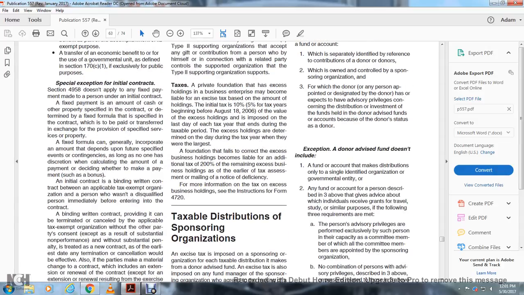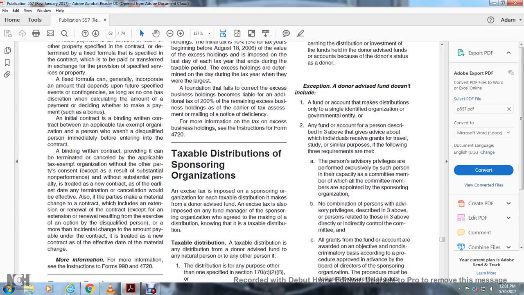Special exemption for initial contracts. The Section 4958 exemption for the initial contract does not apply to fixed payments made to a person under the initial contract. A fixed payment is an amount of cash or other property specified in the contract, or determined by a fixed formula specified in the contract, to be paid or transferred in exchange for the provision of specified services or property. A fixed formula can incorporate an amount that depends upon specified contingencies, as long as no one has discretion in calculating the amount of the payment or deciding whether to make the payment, such as a bonus.